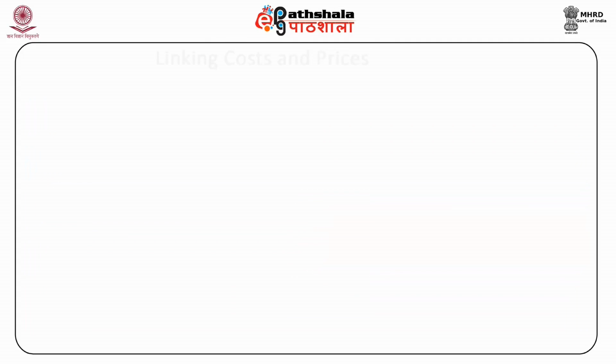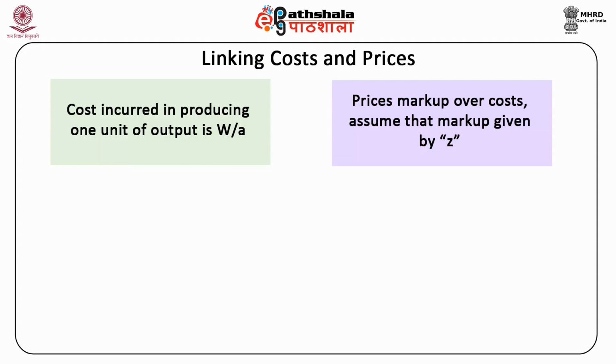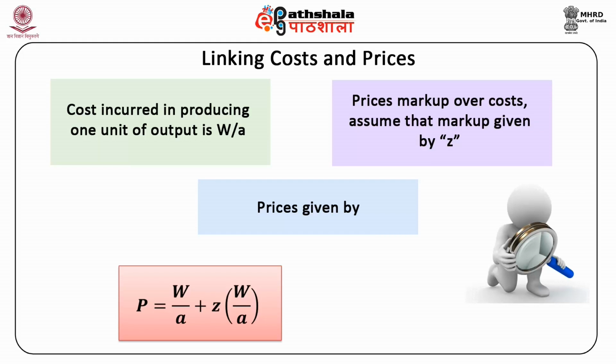If the wage rate in the economy is given by W, then by incurring W cost, a firm produces A units of output. Thus, the cost incurred in producing 1 unit of output is W/A. Since prices are a markup over the cost, assume that the markup is given by Z, so prices are given by the following equation: P = W/A + Z x W/A. Or, in other words, P = (1 + Z) x W/A.